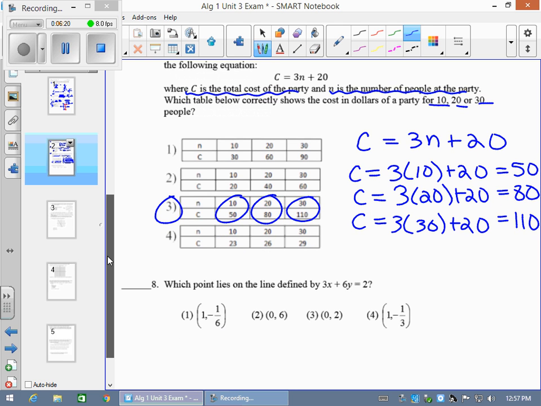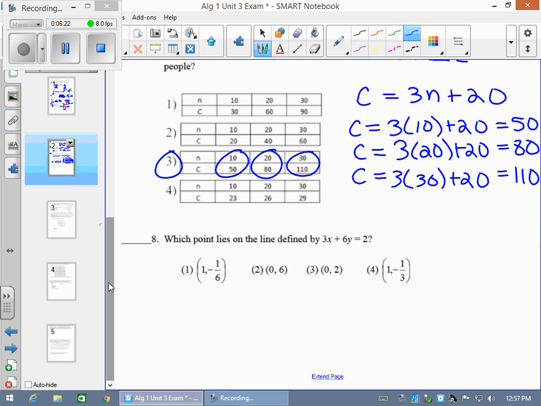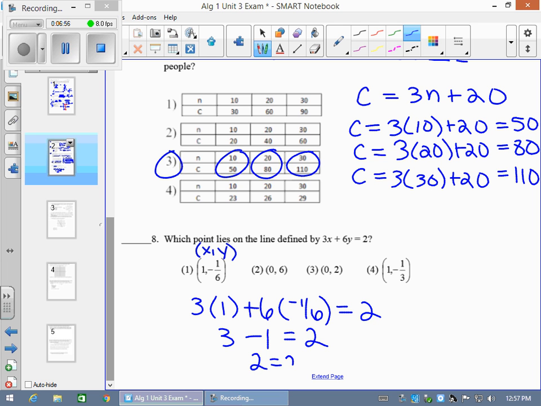And for question 8, which point lies on the line defined by 3x plus 6y equals 2? I'm looking for the ordered pair that would make this equation true. So I'd have to just plug in for each one. Remembering that each ordered pair is x comma y, I'm going to replace my x in my equation for choice 1 with the number 1 for x, plus 6 times y. So in my first ordered pair, y is negative 1/6. And is that equal to 2? So if I plug in there, 3 times 1 is 3. 6 times negative 1/6 is negative 1. We want to see if that's equal to 2, which is. So my first choice ended up being my answer, choice 1.